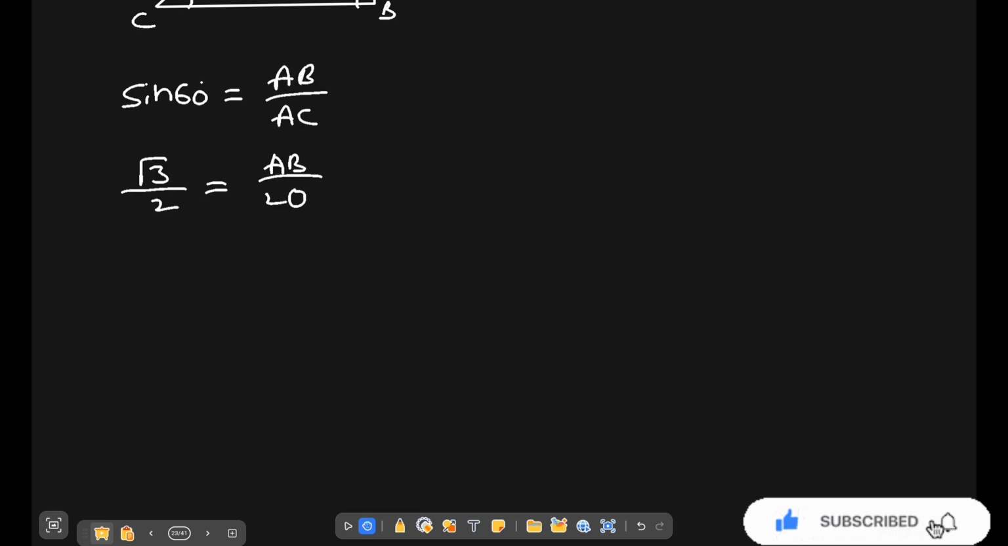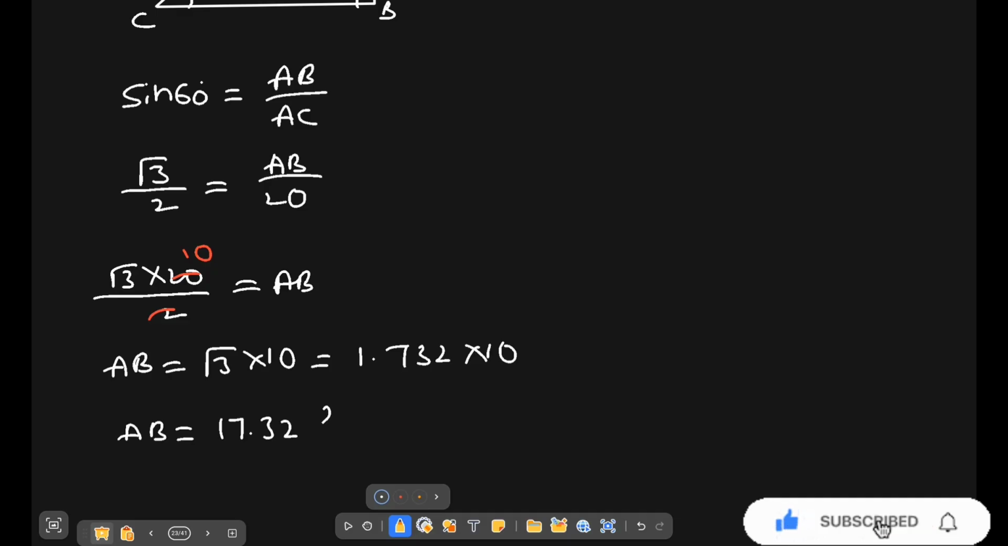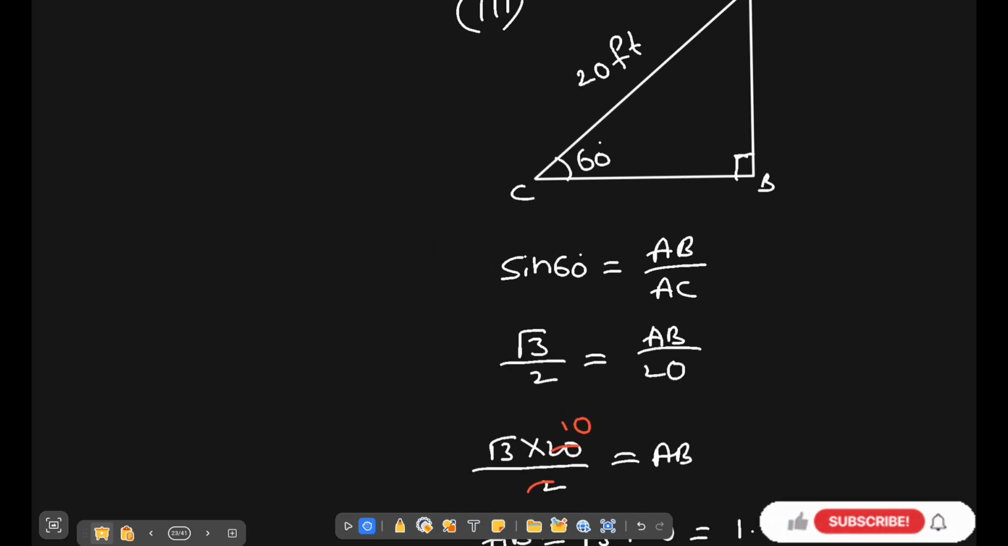So now bring 20 to the left side. Root 3 into 20 by 2 is equal to AB. So 2 on the 2 tens. Now AB can be written as root 3 into 10. Already it is given that root 3 value is 1.732, into 10. So AB will be equal to 17.32 feet. The vertical height is 17.32 feet. Next question. What is the next question given here?